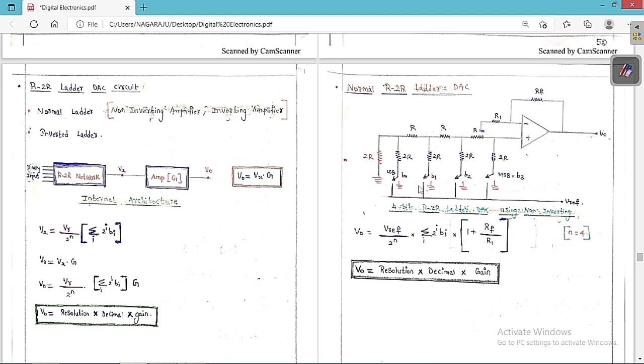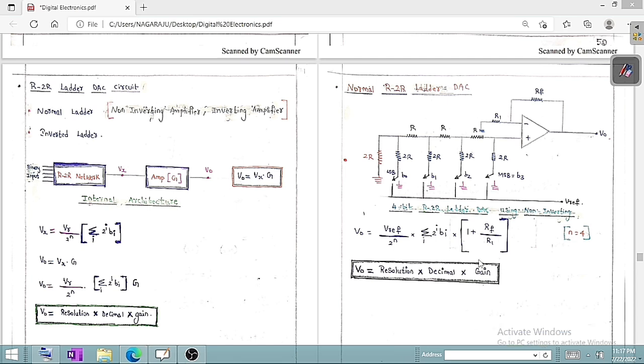In this case we are using only 4 switches, which means n is equal to 4, only 4 binary inputs. So if we substitute n equal to 4, we get the expression for this circuit. V0 is equal to resolution into decimal equivalent of binary input into gain of the op amp. So this is the output expression that we get. Therefore, V reference by 2 to the power of n into the decimal equivalent of binary input into 1 plus Rf by R1 is the value we get finally. So the circuit is called a 4-bit R2R ladder DAC using the non-inverting op amp. You can see it is a 4-bit R2R ladder type DAC built using the non-inverting op amp.